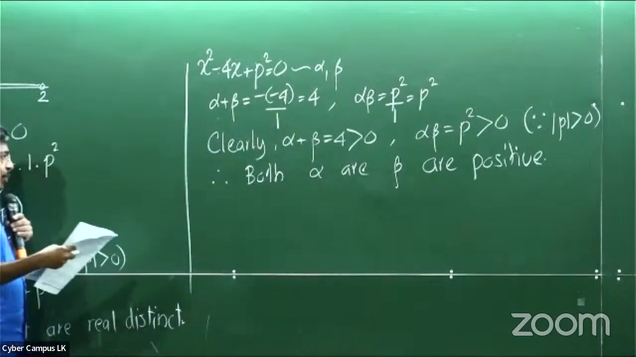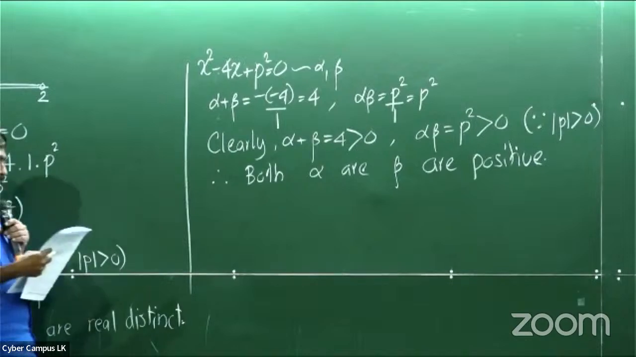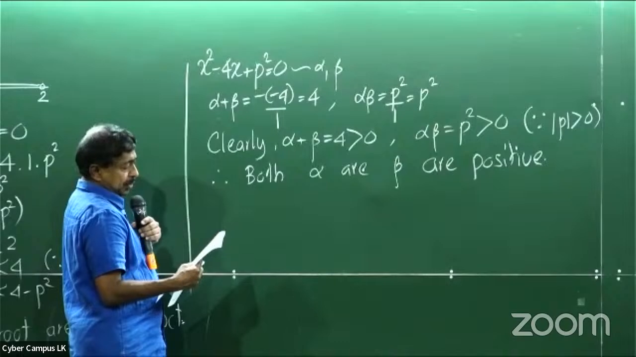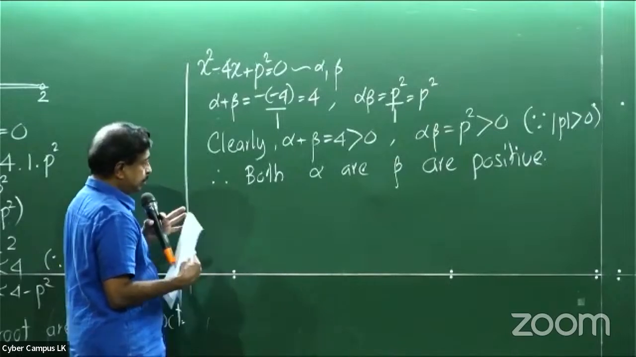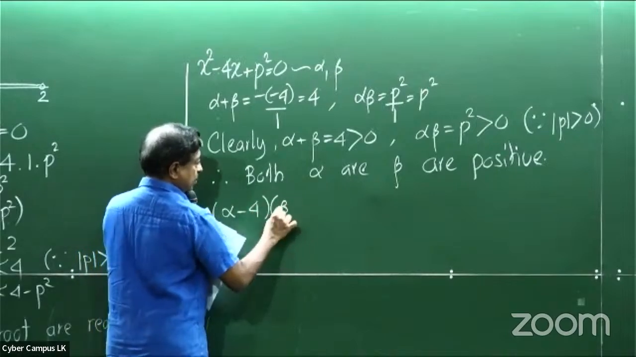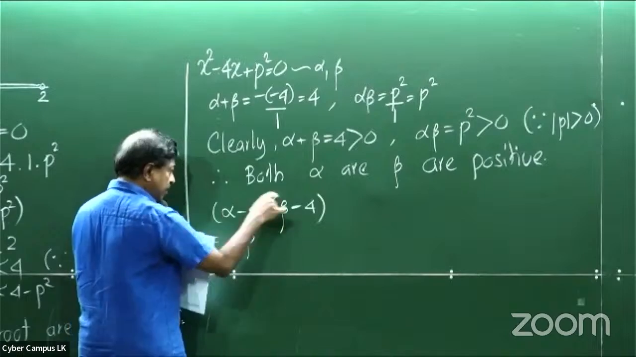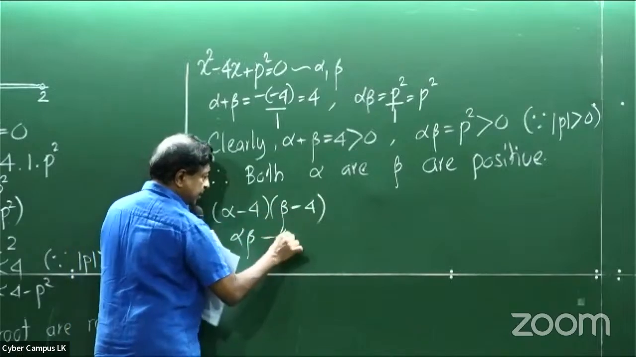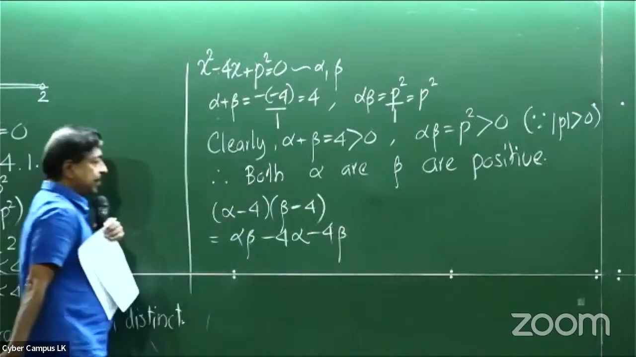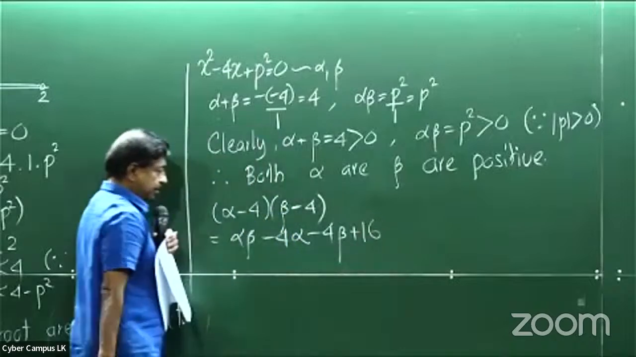It's not a big deal. No? First two parts are easy. Now you need to show that alpha minus 2 times beta minus 2 is p squared minus 4. Now you can expand. You get alpha beta. From these two, you get minus 4 alpha. This is minus 4 beta. And finally, you get minus 4 times minus 4, which is 16.